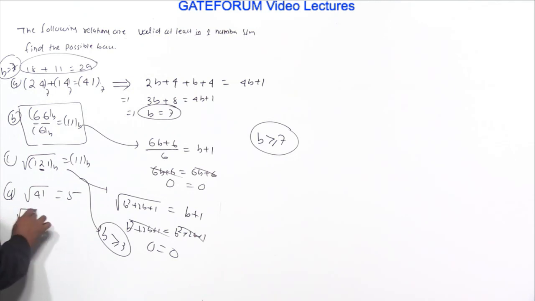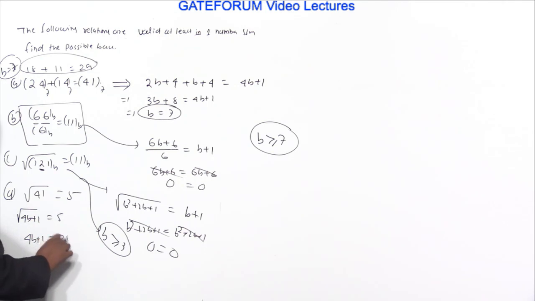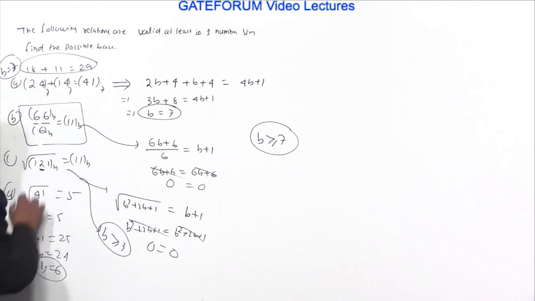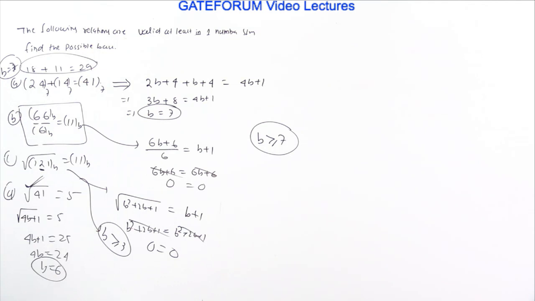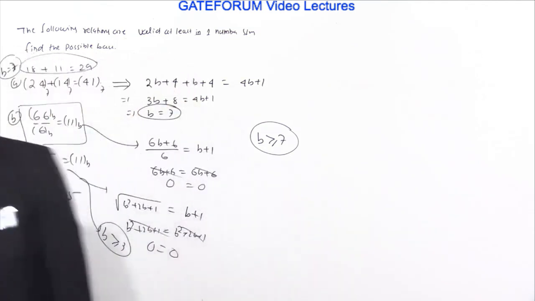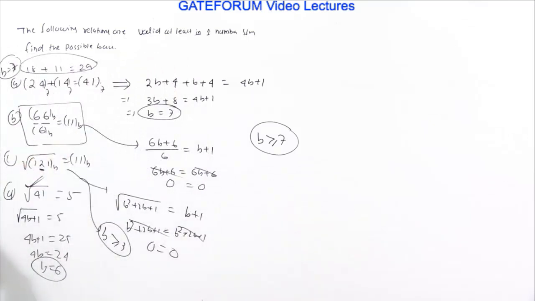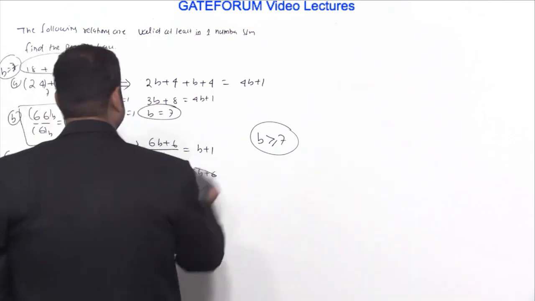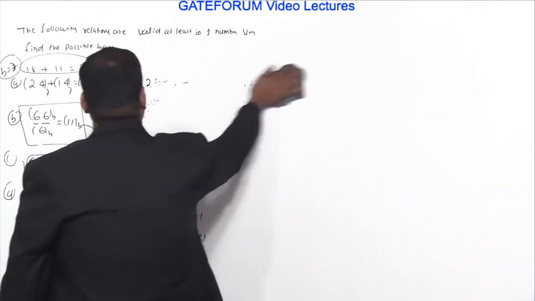Similarly for this, 4B plus 1 equals 25, 4B is equal to 24, B equals 6. So B equal to 6 is the right answer for these equations. I think this is clear to you. If you get problems like this, this is the approach you are supposed to take, and these kinds of problems are quite frequent in the GATE exams. Okay, so some basics of number system I have discussed today.